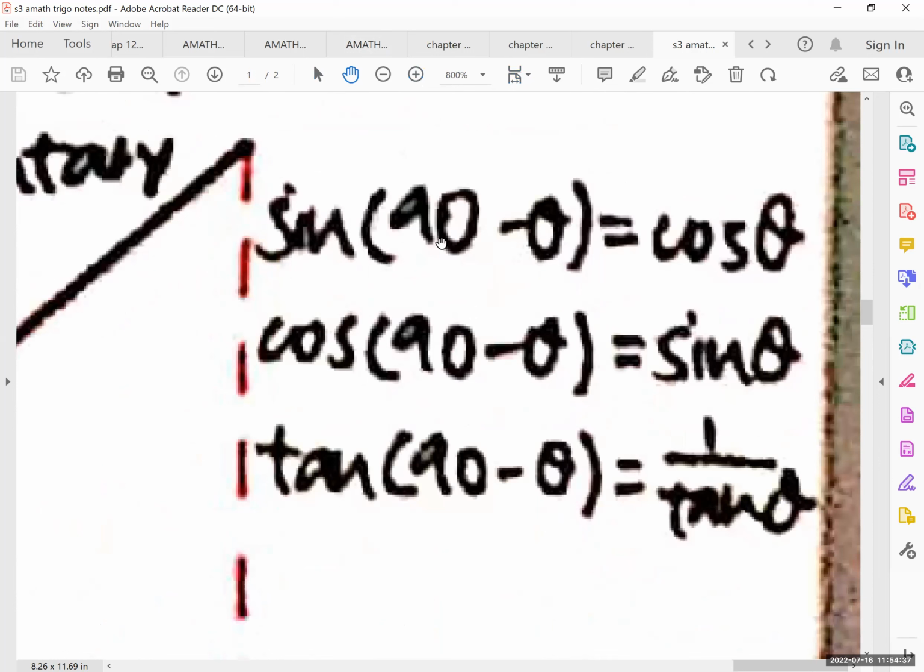So you can see sine 90 minus theta is the same as cos theta. Cos 90 minus theta is the same as sine theta. And tangent 90 minus theta is 1 over tangent theta. Okay?